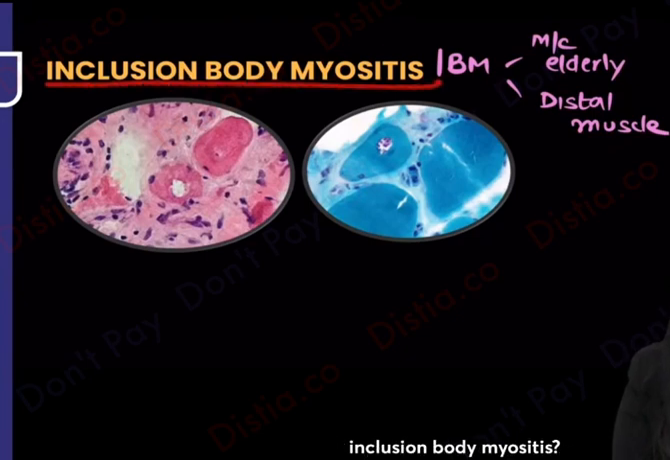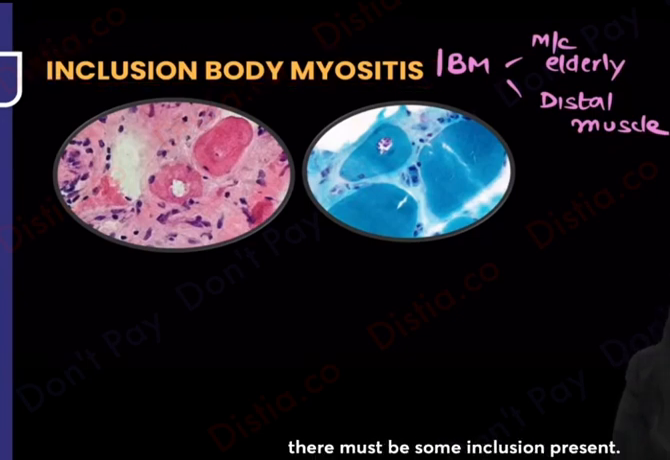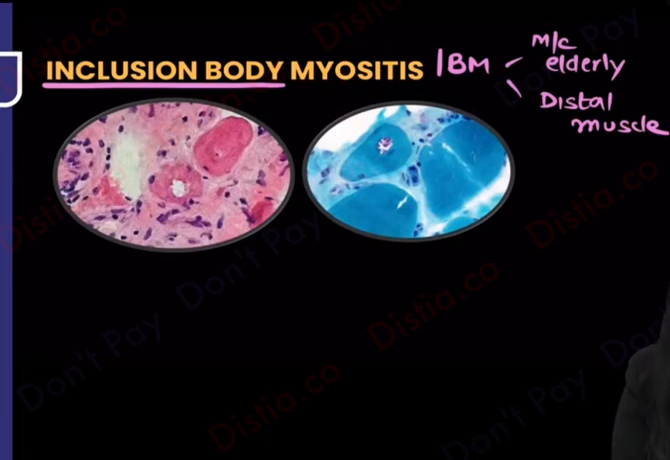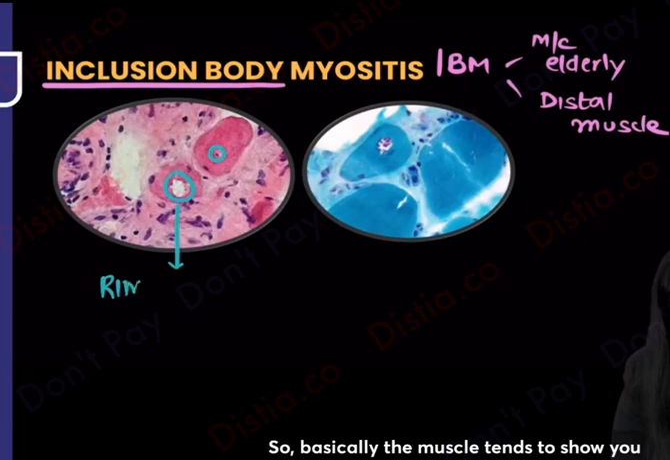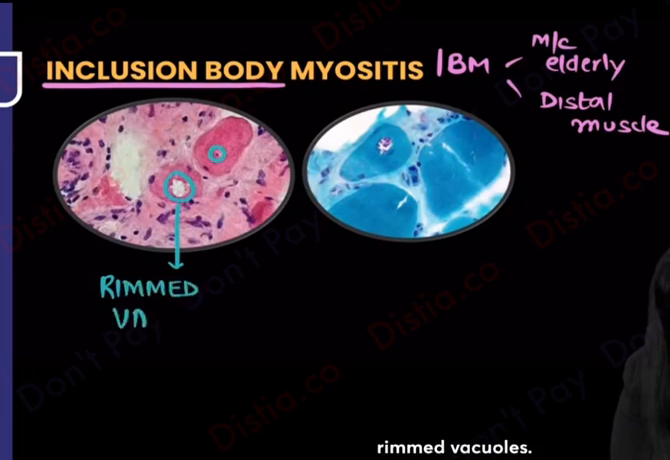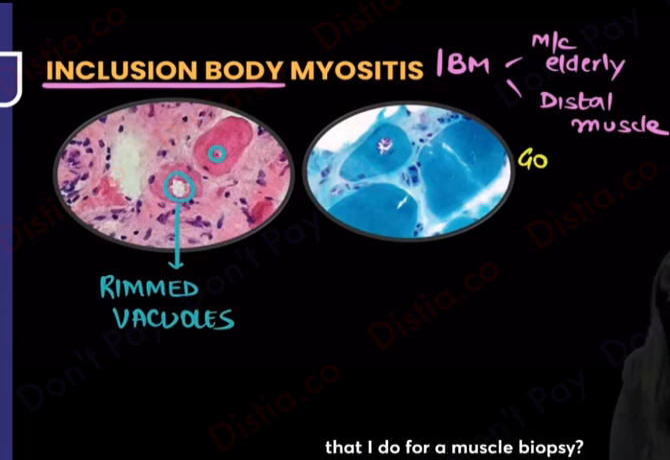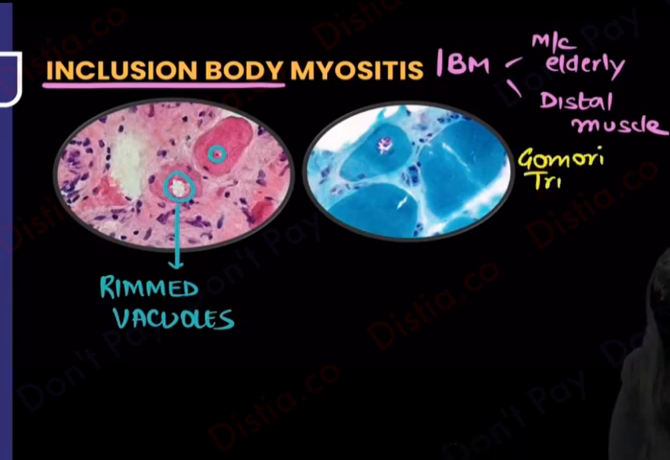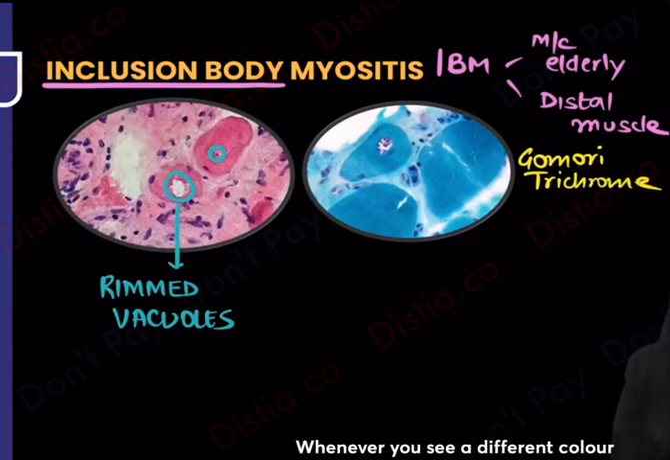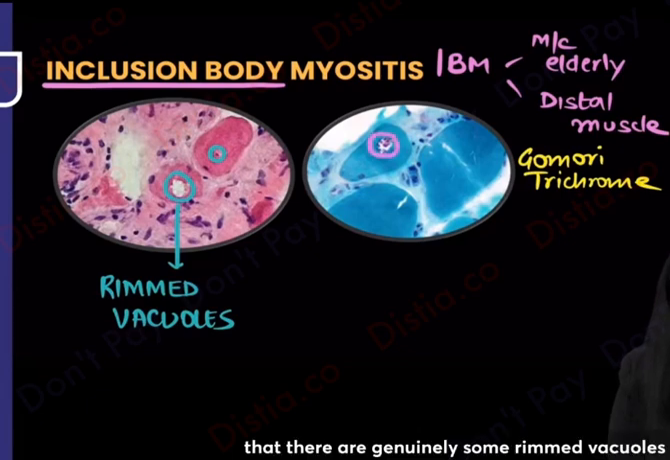Coming back, why do I call it inclusion body myositis? There must be some inclusion present. What is the inclusion? Yeah, I could see there is some round structure in the center. So basically, the muscle tends to show you rimmed vacuoles. I was very, very curious that, okay, what are these rimmed vacuoles? So what is the stain that I do for a muscle biopsy? I do the very famous Gomori trichrome stain. Whenever you see a different color for a muscle biopsy, it is Gomori trichrome stain. Over there also I saw that, yeah, there are genuinely some rimmed vacuoles that are present.